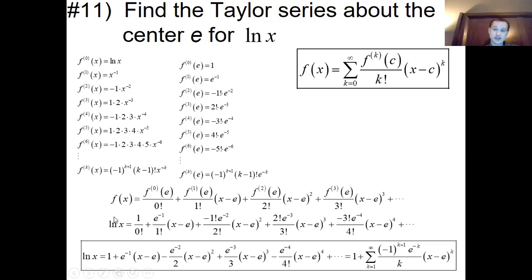So let's try to summarize all this. Here we go. Natural log of x is 1 plus e to the negative first over 1 factorial, which doesn't really matter, times x minus e, minus, again, remember the factorials kind of cancel, just leave the number on the bottom. So it's e to the negative second over 2 times x minus e squared, plus this one we said there's just a 3 left on bottom, e to the negative third over 3 times x minus e to the third, minus, and so on and so forth.